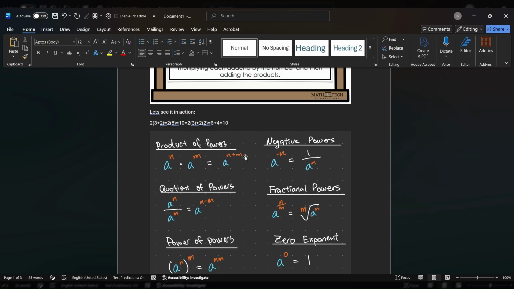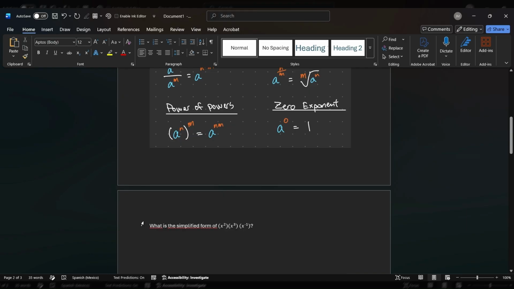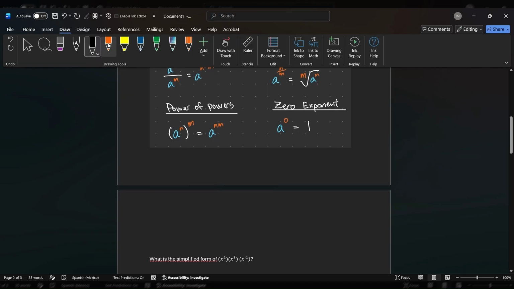Easy. Whenever you have, let's say, I'm going to do it right here. This holds true because whenever you have, like, let's say, x to the 1, which would be just x, times x to the 2. Okay, that should give you x to the 3. Why? Because that equals 2 plus 1.